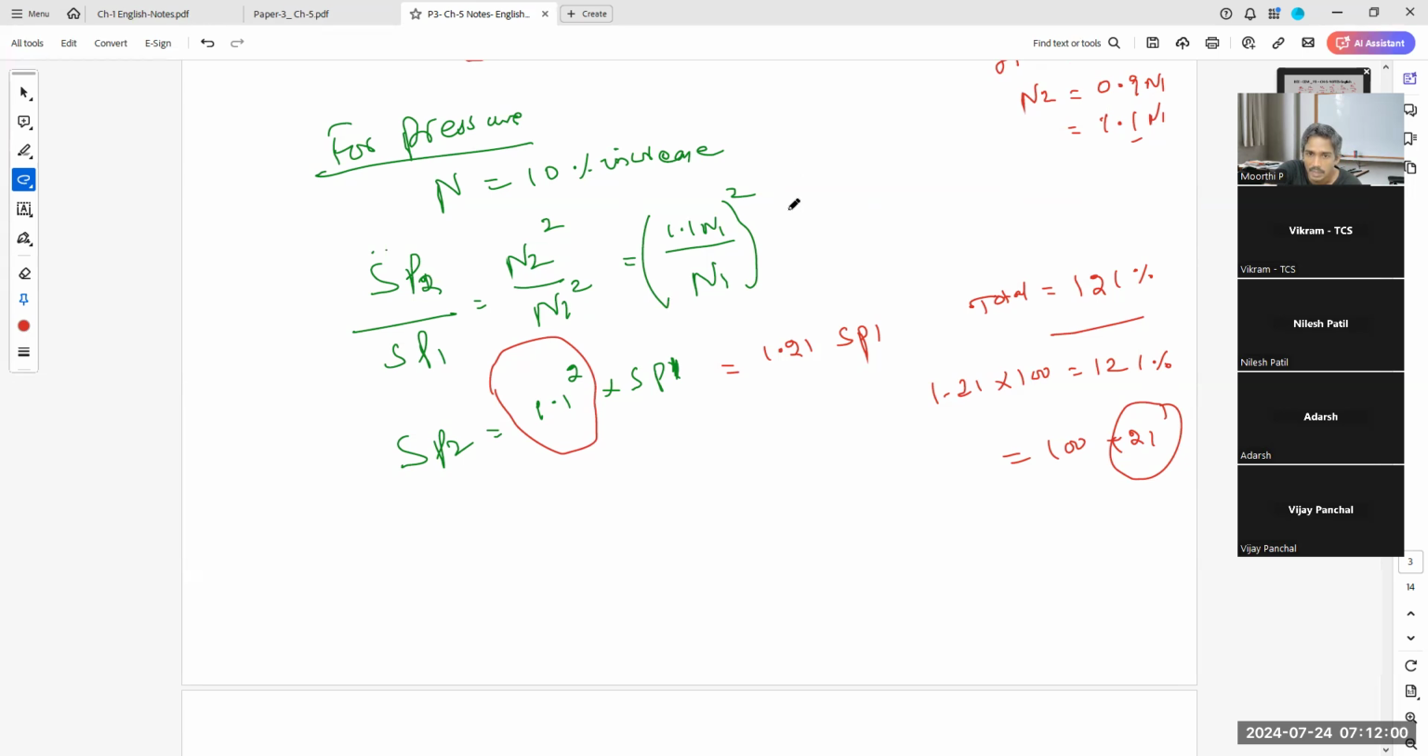Basically you have to understand the formula. Simple. They will not give the value. Already we have discussed, the speed is 1500. N1 is 1500. N2 is going to increase 10%. That means 1500 into 1.1, that means plus 10%, 1650. Then what will happen to the pressure? How much value? That we have to calculate. Sometimes they give the value, sometimes they will not give the value. Only 10% increase, 10% decrease.